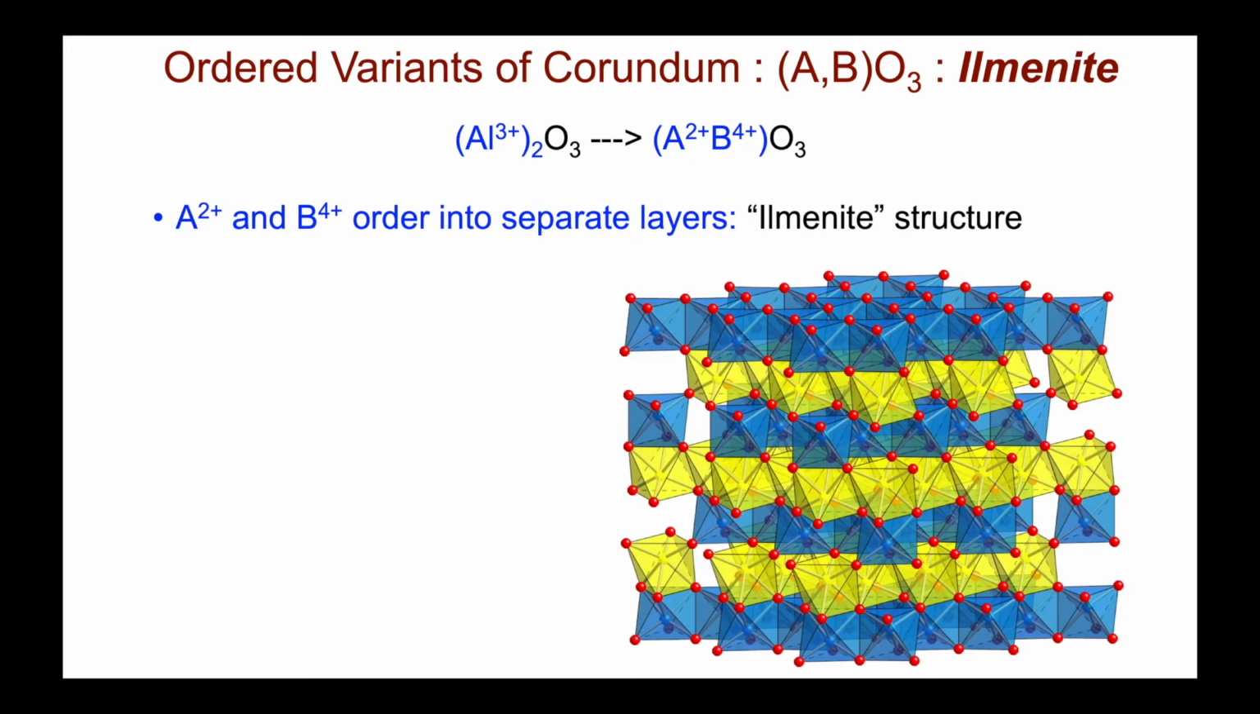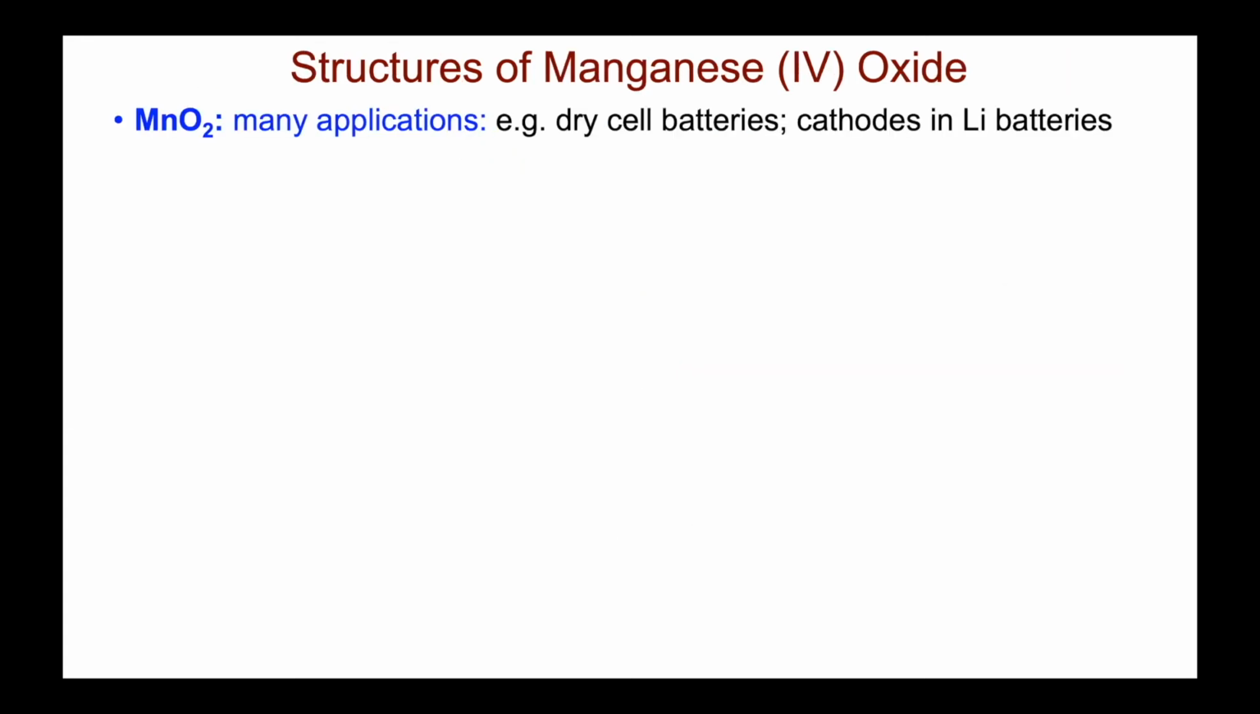So here's the picture of ilmenite. Let's look at this layer, identical to corundum. So is this. But this is where my A cation is going, and my B cation orders in this layer, and then it repeats with this ordered AB-AB arrangement. And there are many examples of this type of structure. Titanates of iron, magnesium, nickel, and manganese.